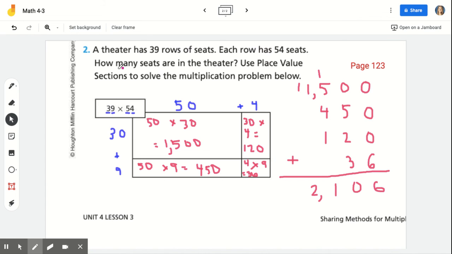And what is the unit for this question? How many seats are there in the theater? There's 2,106 seats. So go ahead and add your units somewhere underneath that number or near it. Circle your answer. And we are ready for more practice. Great job.